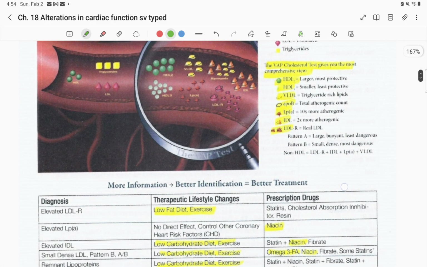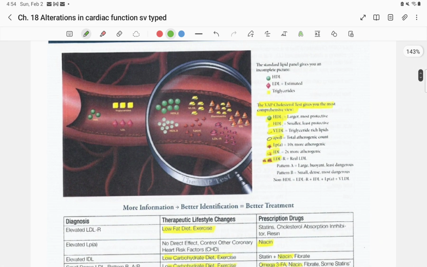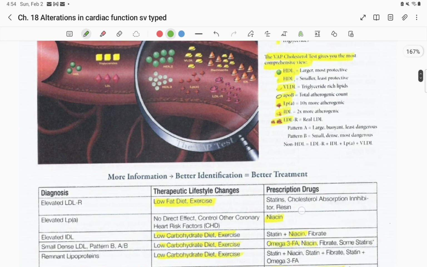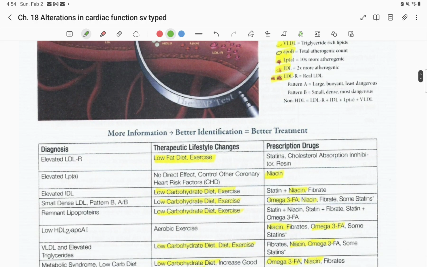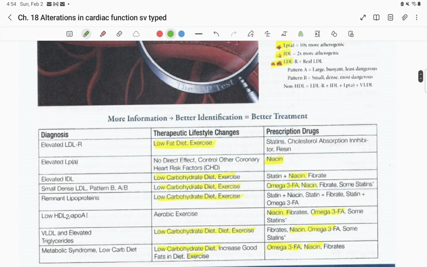Okay, these are other ones. All of these are just patient education handouts. These are handouts I have in my clinic. These are tests I run on my patients, and then depending on the results, that determines the treatment.